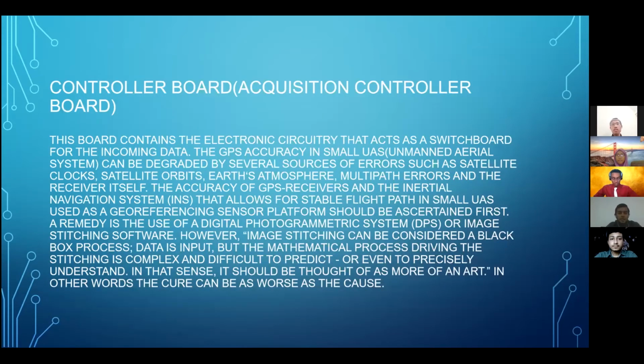And the second thing is the acquisition controller board. This board contains the electronic circuitry that acts as a switchboard for the incoming data. The GPS accuracy in small UAS can be degraded by several sources of error, such as satellite clocks, satellite orbits, Earth's atmosphere, multipath errors, and the receiver itself. The accuracy of GPS receivers and the inertial navigation system that allows for stable flight paths in small UAS used as a georeferencing sensor platform should be ascertained first.